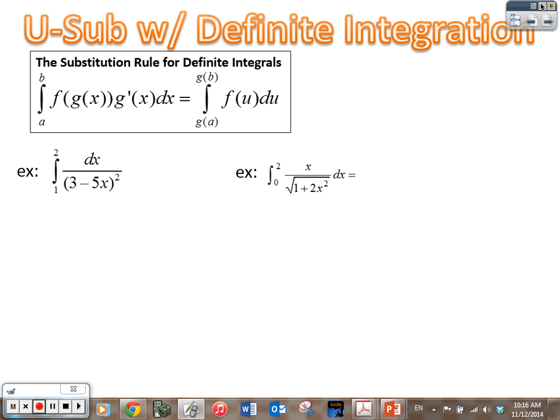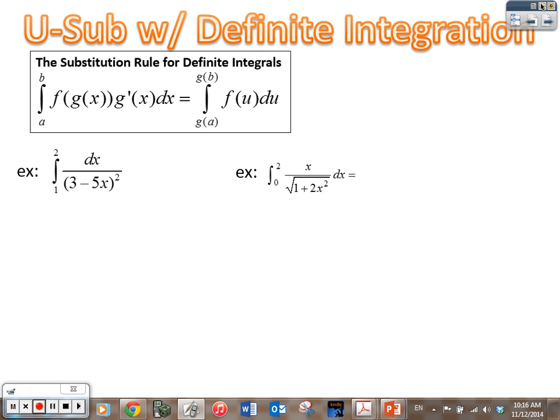We learned how to do definite integration yesterday, where with the fundamental theorem of calculus, we would find the antiderivative, do f of b minus f of a. You can certainly do that. You can do your U-sub, you can put the U back in, and you can do it just like we did yesterday. That is certainly possible. And some students actually prefer that.